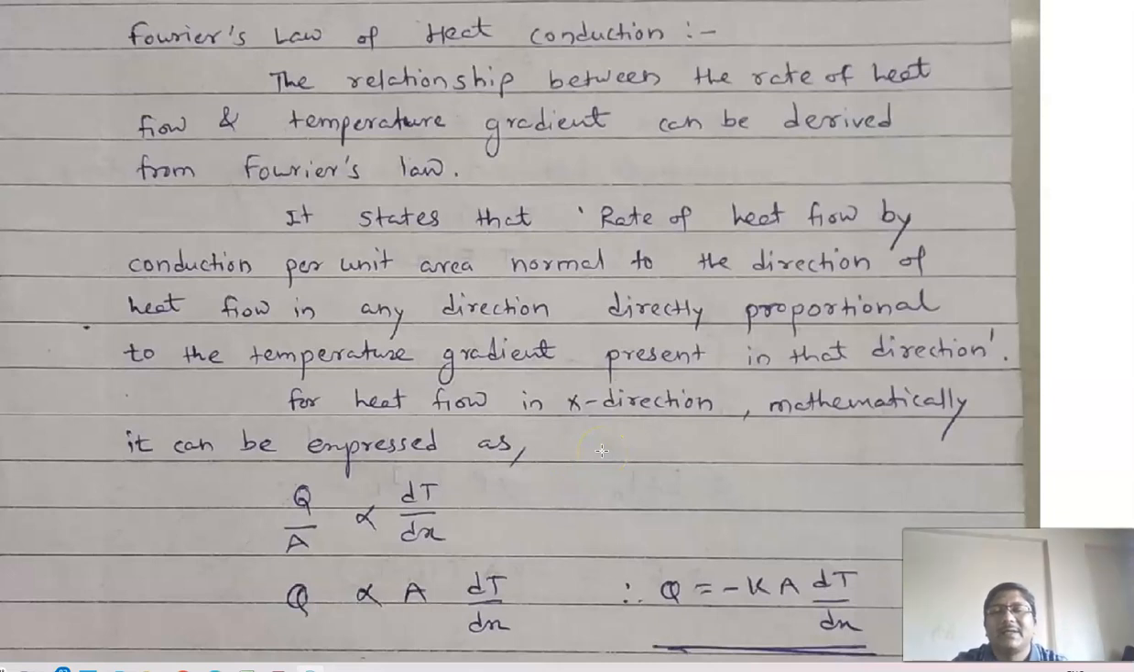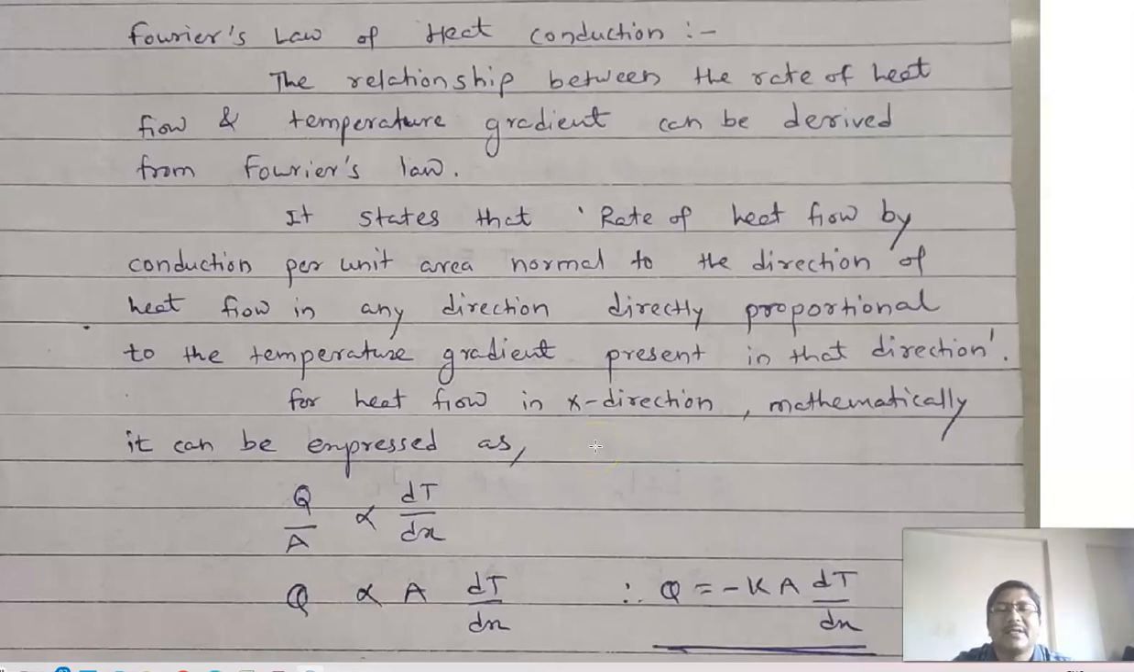It states that the rate of heat flow or heat transfer by conduction per unit area normal to the direction of the heat flow in any direction is directly proportional to the temperature gradient present in that direction. Again, I want to repeat: Fourier's law states that the rate of heat flow by conduction per unit area normal to the direction of the heat flow is directly proportional to the temperature gradient present in that direction.